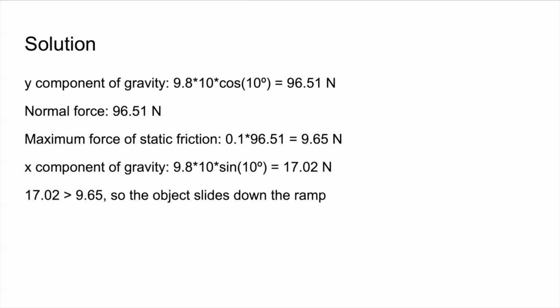The x component of gravity, because that is the force that is trying to cause the object to move down the ramp, is equal to 9.8 times 10 times sine of 10 degrees, which is 17.02 newtons. And since 17.02 is greater than 9.65, the force that is trying to cause the object to move down the ramp is greater than the force that is trying to prevent it from moving down the ramp. So therefore, the object does slide down the ramp.